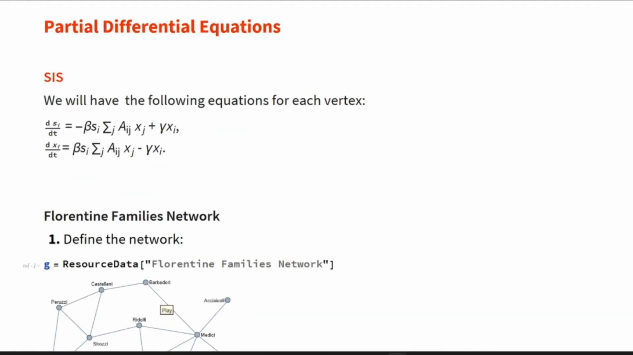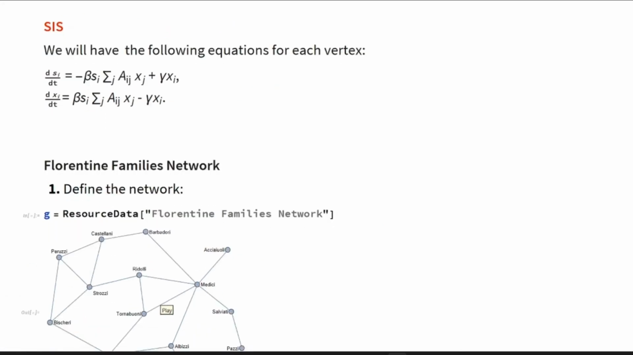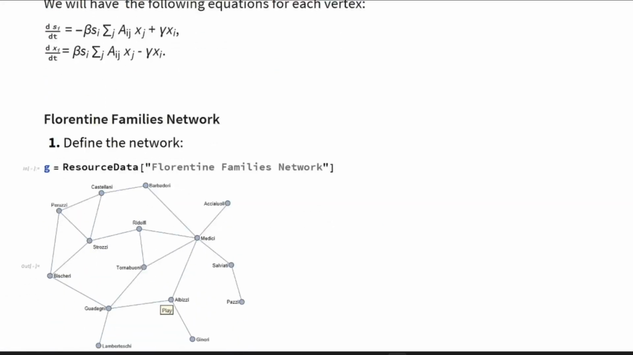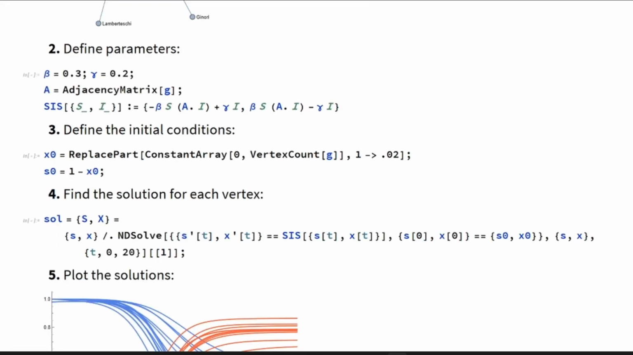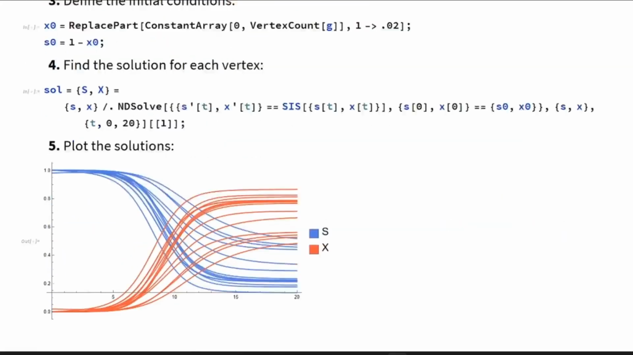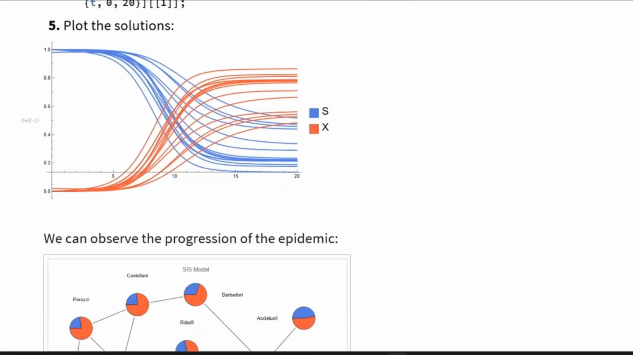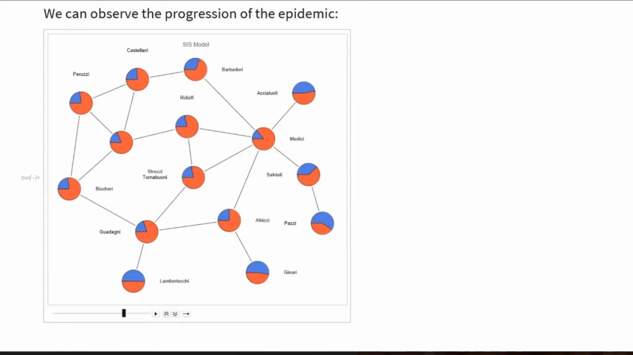We can run a simulation for a disease that follows the SIS epidemic model, such as the common cold, on the Florentine family network. Here the vertices, if we remember, represent the families, and the edges represent the marriages between members, so it represents constant contact and probable contagion. We can do this by defining the network, defining the parameters, defining the initial conditions, and finding the solution for each vertex. The epidemic persists in the population at a certain level, with the individuals moving between the susceptible and infectious states in an ongoing cycle.